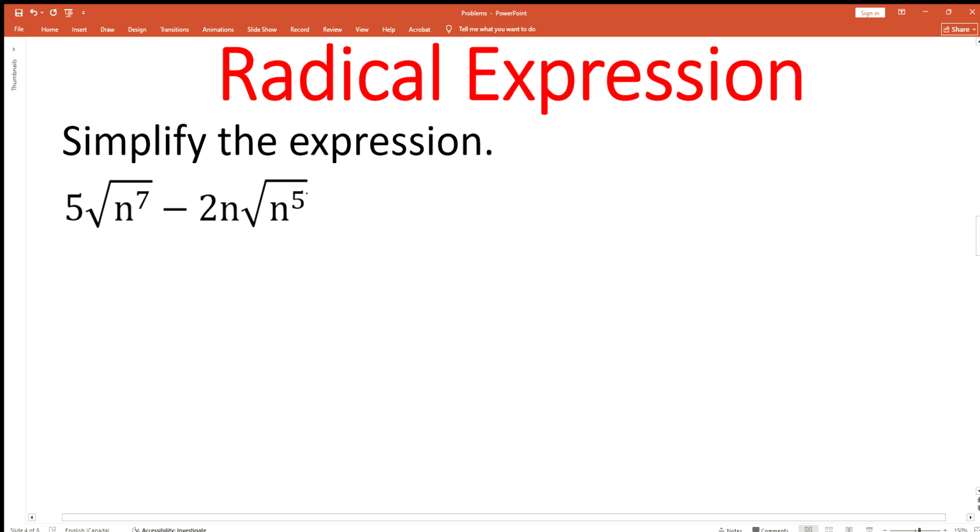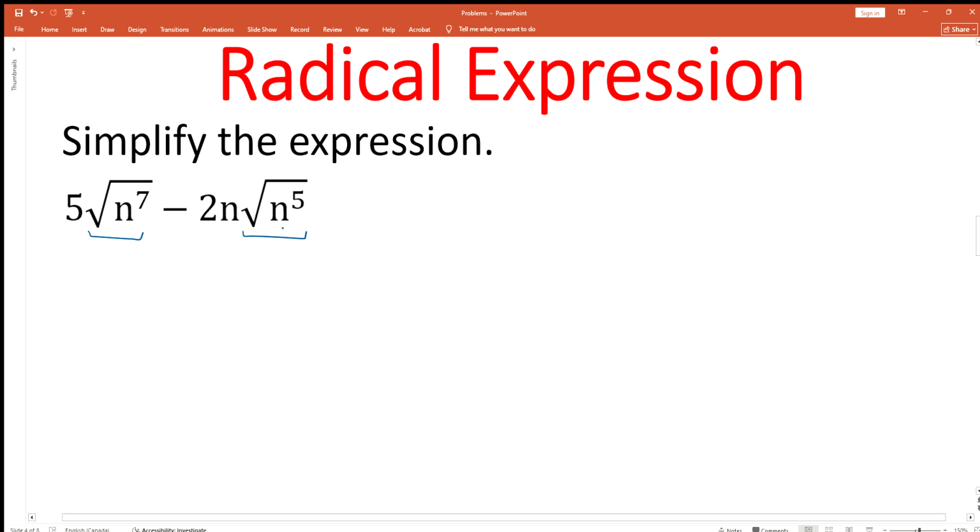This expression is made up of two terms that are being subtracted. These two terms are not like terms because their radical parts are not the same. The radical part in the first term is square root of n to the power 7 and the radical part in the second term is square root of n to the power 5. We can simplify this expression by simplifying the radical parts of these terms.